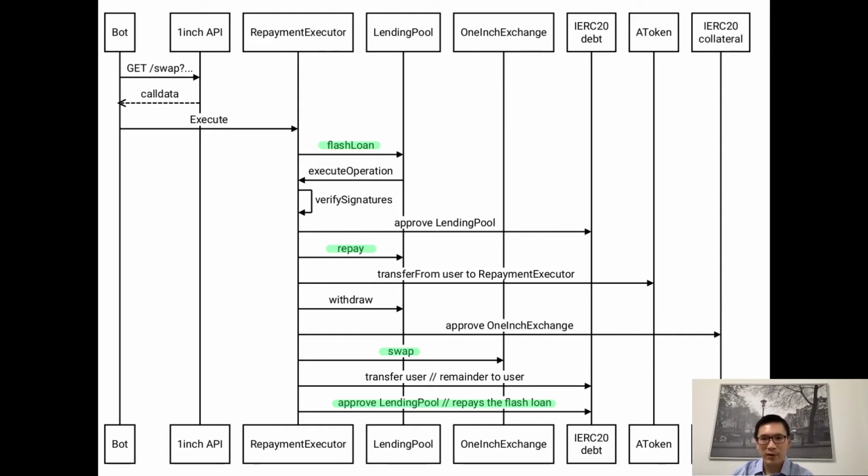Since the collateral token doesn't match the debt token, that can't be done directly. So we use a 1inch swap to swap the collateral for the debt token, and then that allows us to repay the flash loan. So that all happens in one nice transaction.